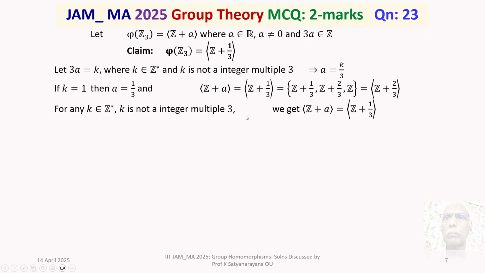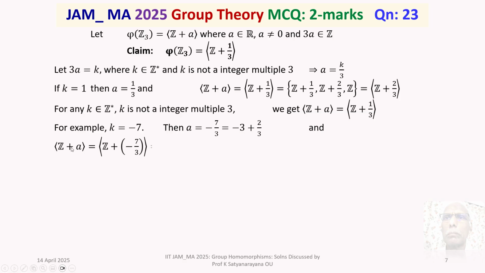This is what our claim is. For example, k is equal to minus 7, which is not an integer multiple of 3. Then a will be k/3, that is minus 7/3, and that is minus 3 plus 2/3, correct?